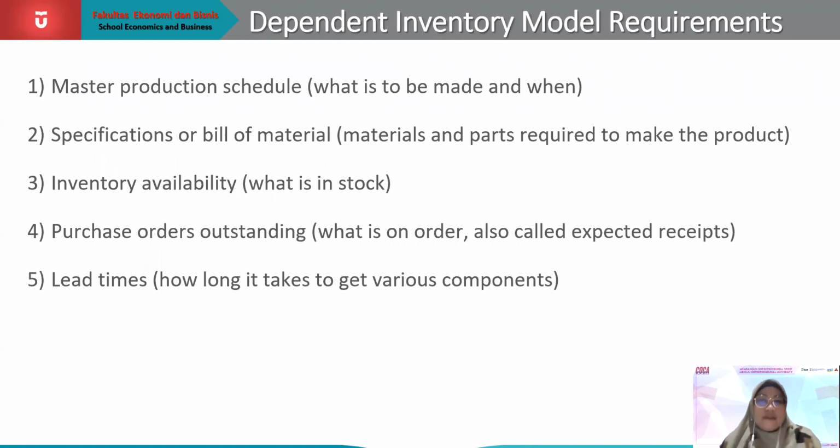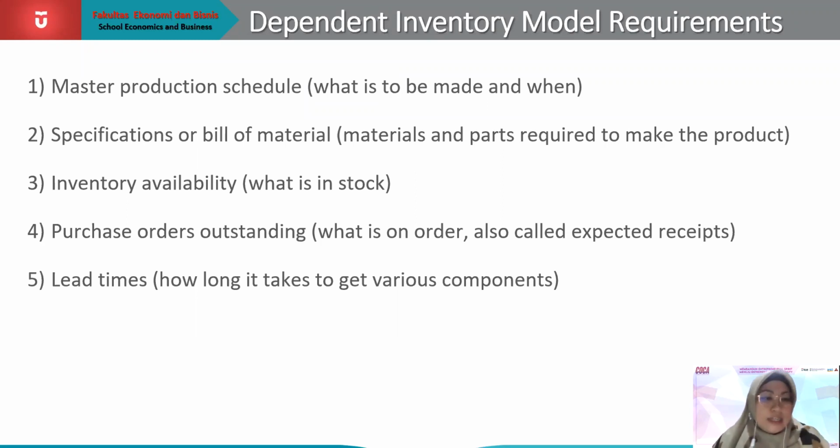So this is the dependent inventory model requirement. When you want to use the MRP technique, there are some steps that you need to do. The first is you need to build the master production scheduling. In this MPS, you need to describe what is to be made and when. The second one is specifications or bill of material. Some references call the bill of material by the terminology product structures. In the bill of material, there is information about materials and parts required to make the product.